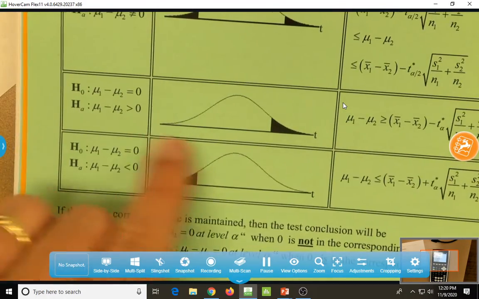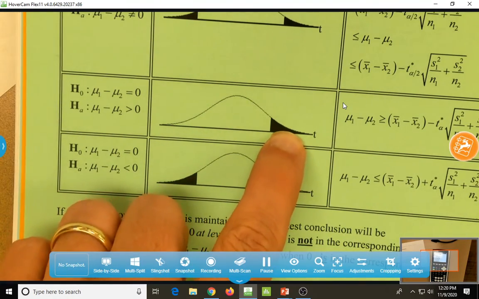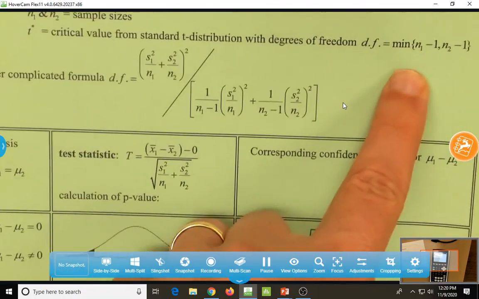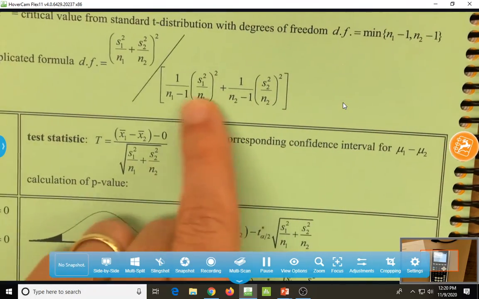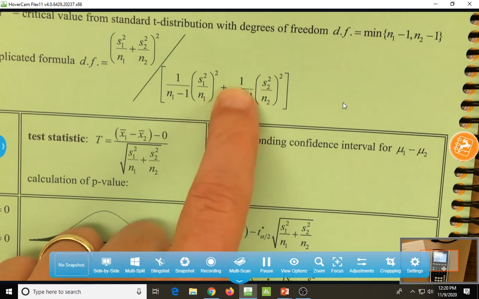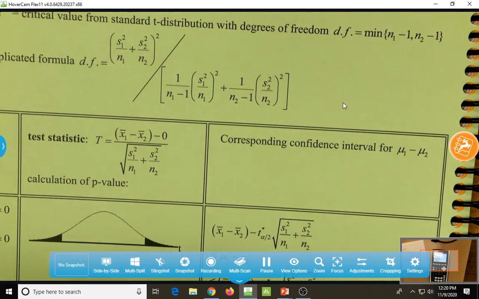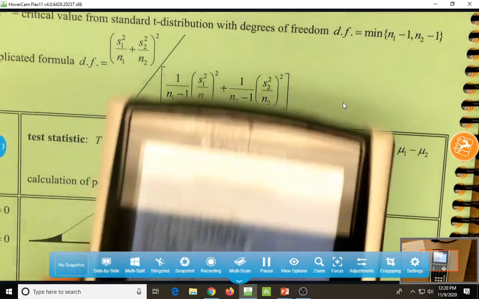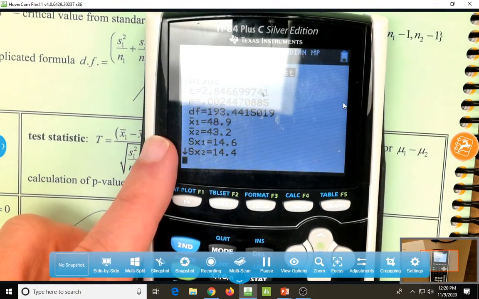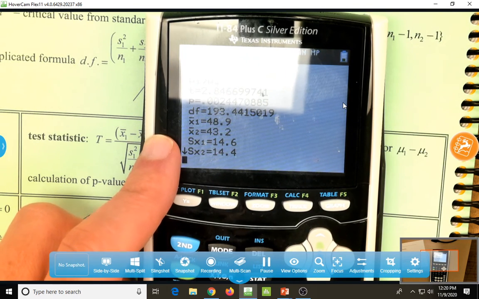So in this case, since we want mu1 bigger than mu2, our p-value would be over here, so we'd have a right-tailed test. The question is about the degrees of freedom. You could take the minimum, or there's this formula called Welch's formula that's a little bit longer. This is a weighted average of the two standard deviations. And the nice thing about your calculator is that it already calculates it for you. What is the degrees of freedom according to your calculator? 193.4? Sure.